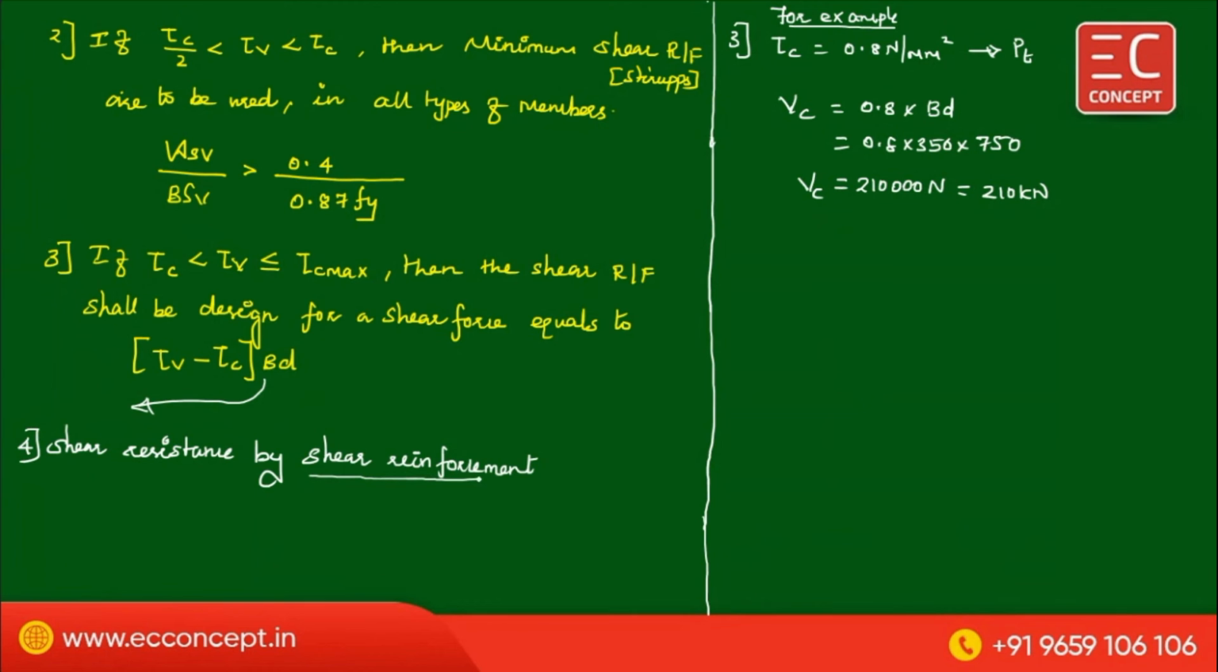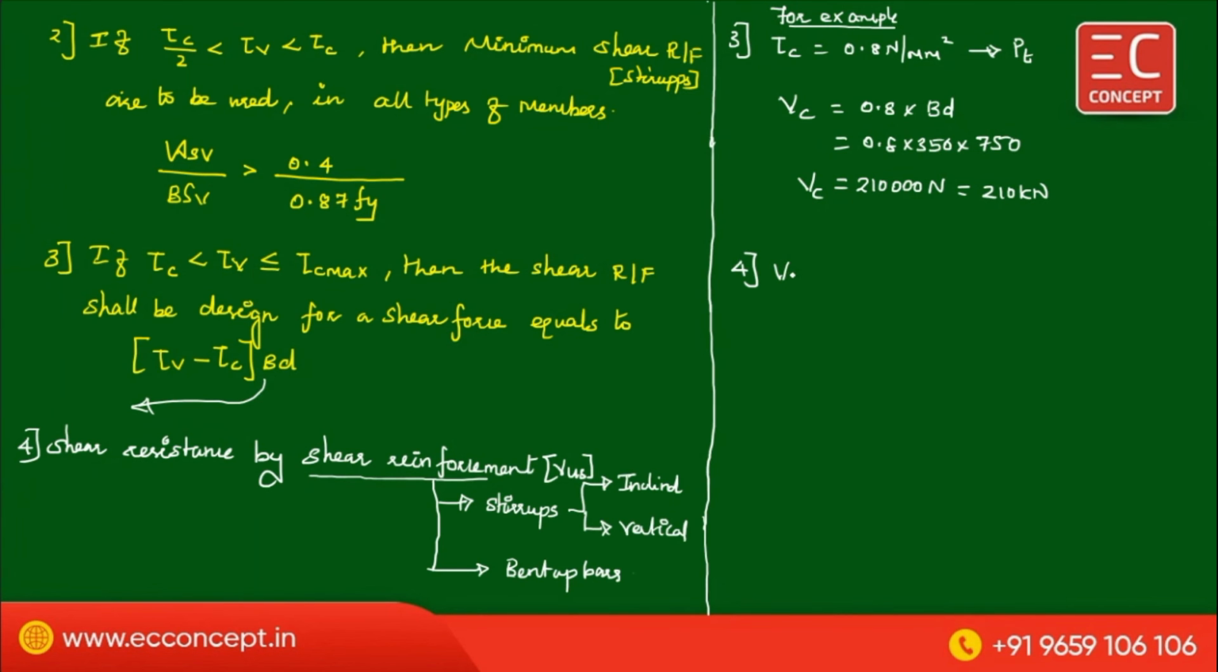We know that there are 2 types of shear reinforcement. One is stirrups. There are 2 types of stirrups: first one is inclined, another one is vertical. The second one is bent up bars. And the fourth point is, it is denoted as VUS.